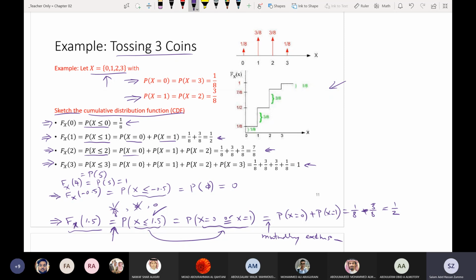So the first step in order to find F_X of a number is to start with the definition, always: the probability that X is less than or equal to this number. Second step is to find the corresponding event to X less than or equal to this number. Then calculate the probability of this corresponding event. Step number 3. Clear? Any question?